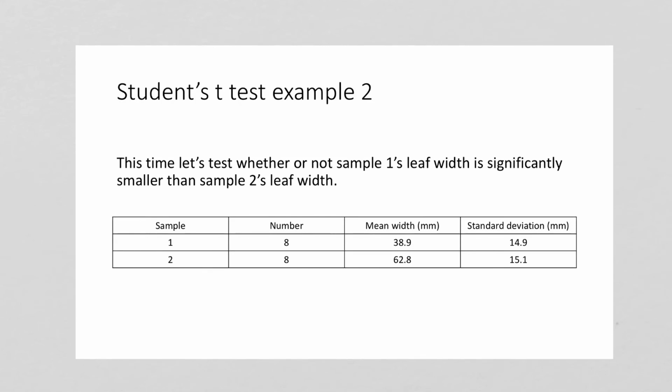Let's have a go at a second example here. This time we're going to test whether or not the leaf width in sample 1 is significantly smaller than the leaf width in sample 2. You can see we have 8 in each, and the mean widths, the first one is 38.9, the second one is 62.8, and then we also have our standard deviation. Have a go at doing this one on your own before I look through the answer with you. Pause the video and have a go, and then I will catch you when you are finished.